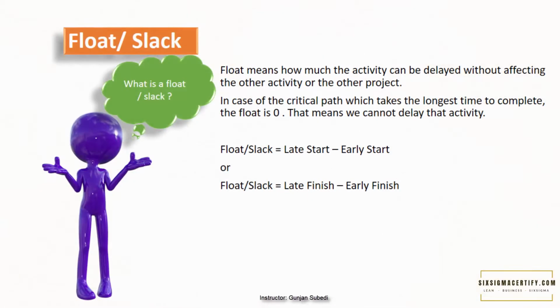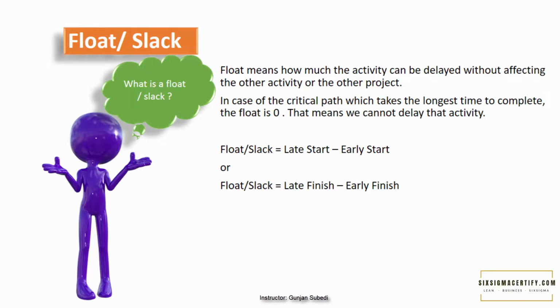Another important formula is used for the calculation of float or slack and is basically important in the critical path method. If you don't know what is critical path and how you can find out the terms such as early start, early finish, and late finish, you can check the link in the description where I have talked about using the critical path method. The critical path method is basically used in schedule management. Float or slack simply means how much the activity can be delayed without affecting the other activity or other projects.